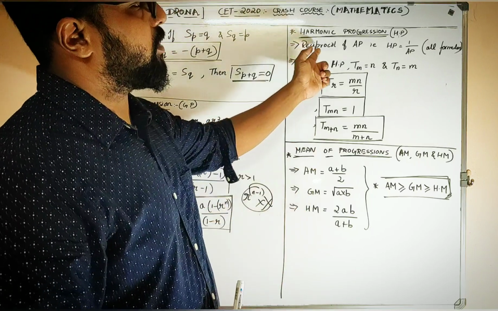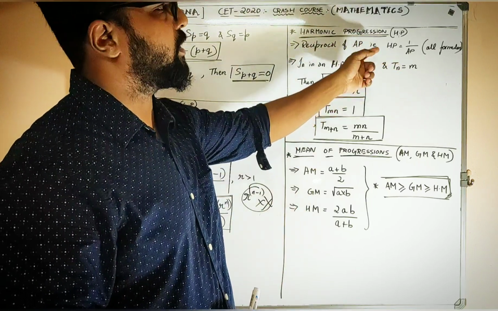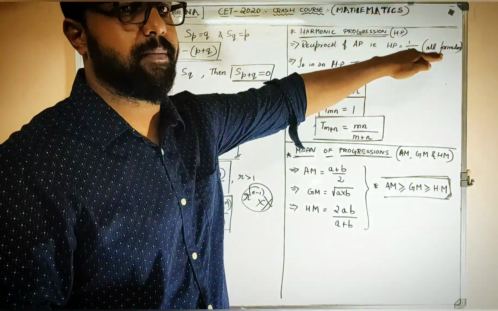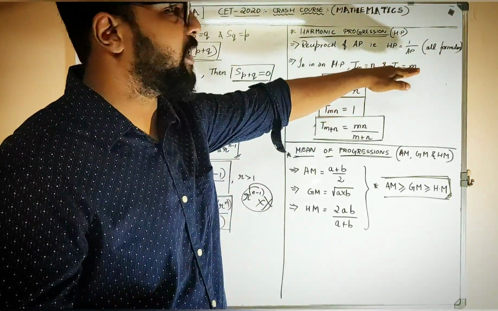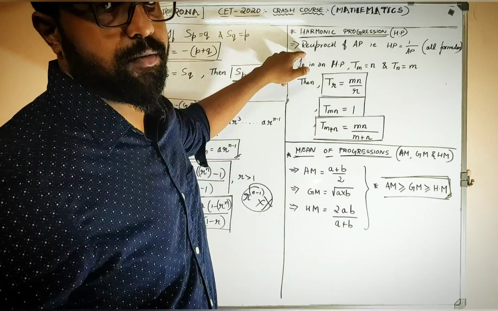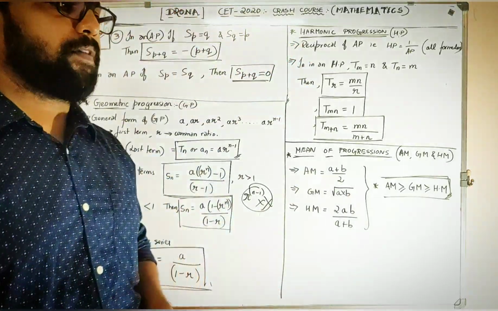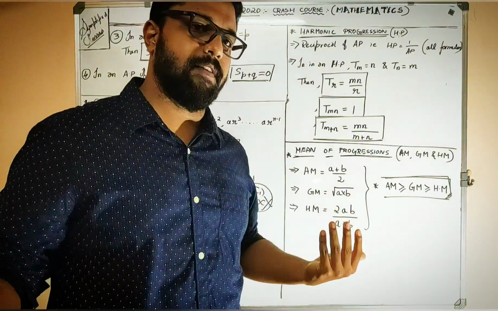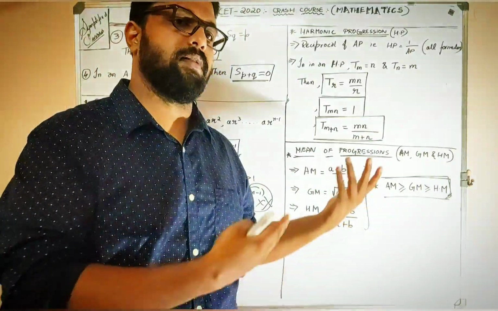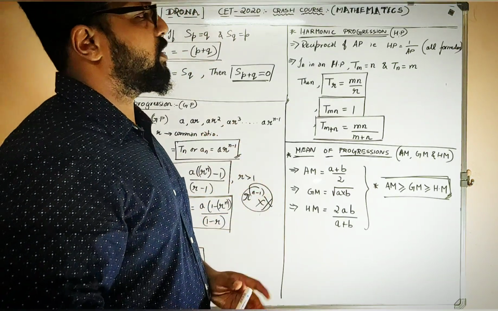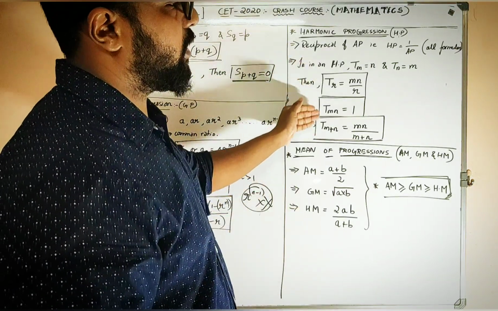It is nothing but the reciprocal of AP, as I have told. HP is nothing but 1 by AP. All formulas whatever you have studied in AP, just take the reciprocal, and that will give you the formulas for harmonic progression. I'm pretty sure you have done these sums, but first you will find the answer in the form of AP itself, and then take the reciprocal of the answer. That itself is an AP. So you need not be confused much with HP.